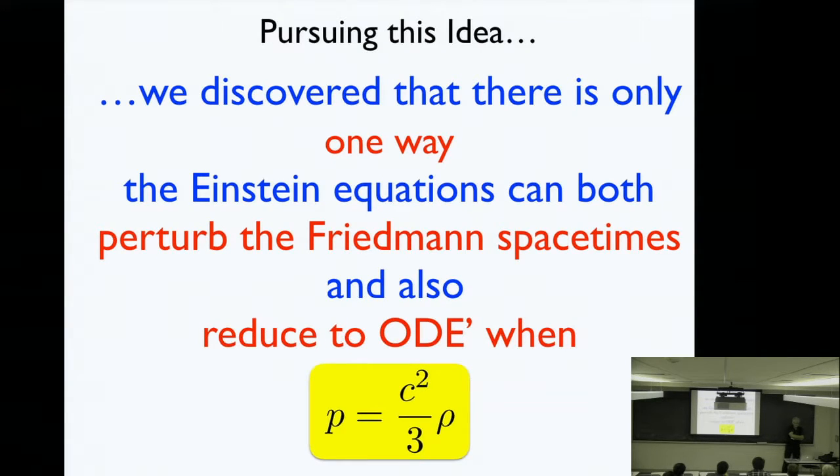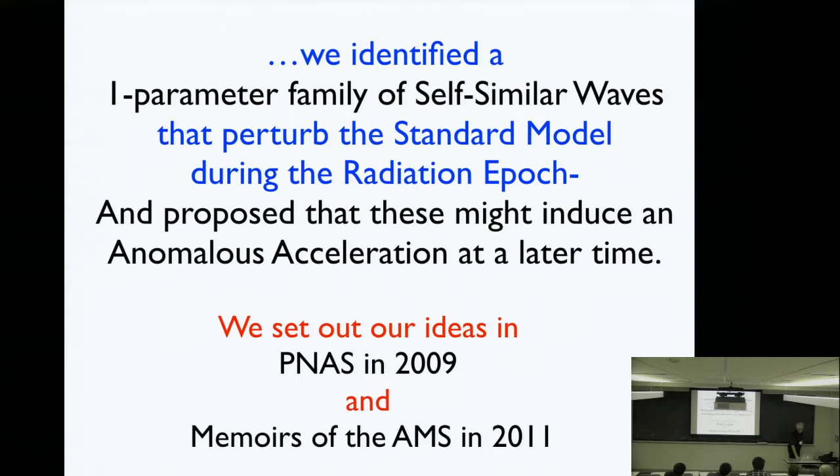So pursuing this idea, we discovered that there's only one way the Einstein equations can both perturb the Friedmann spacetimes and also reduce the ODEs. Expansion waves usually solve ODEs when P is c squared over 3 rho. And we ran into this family of solutions just kind of playing around, and we're pretty excited because they were exactly what we were looking for. So we identified a one-parameter family of self-similar waves that perturbed the standard model during the radiation epoch. And we proposed that these might induce an anomalous acceleration at a later time. And we analyzed these waves to death. We published in PNAS and everything we wanted to know about them in the memoirs in 2011.